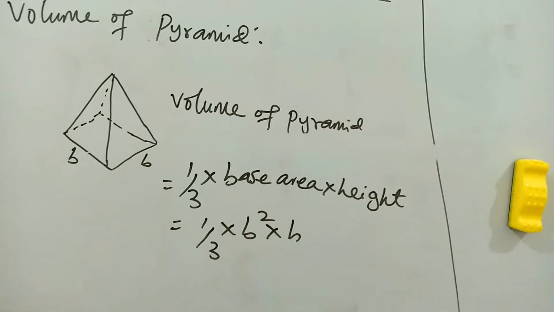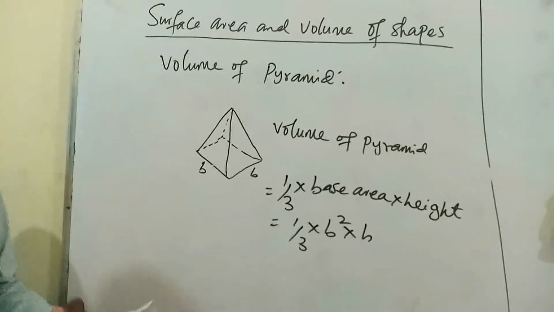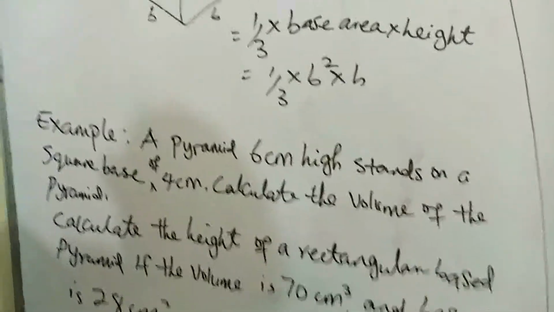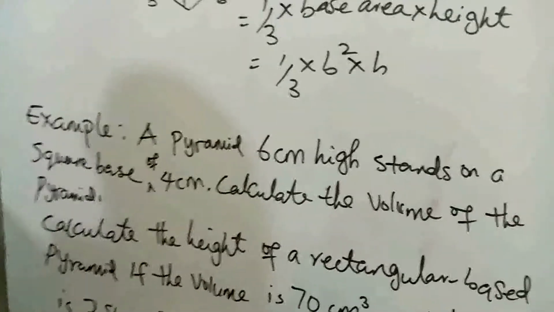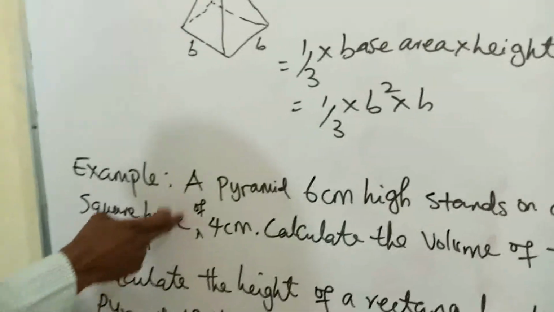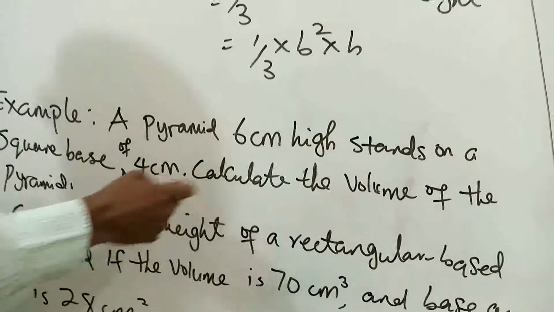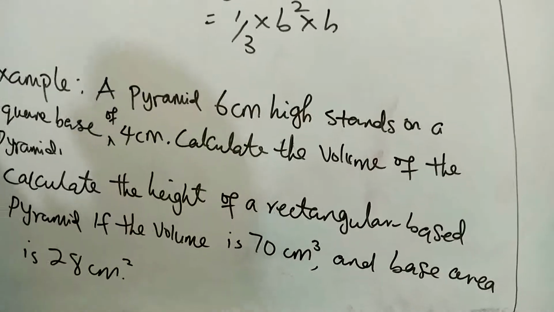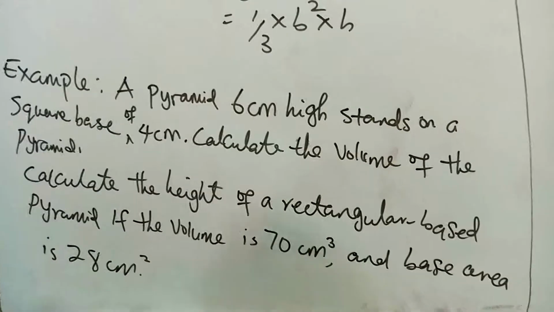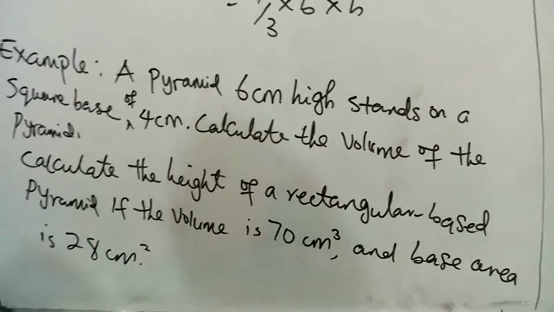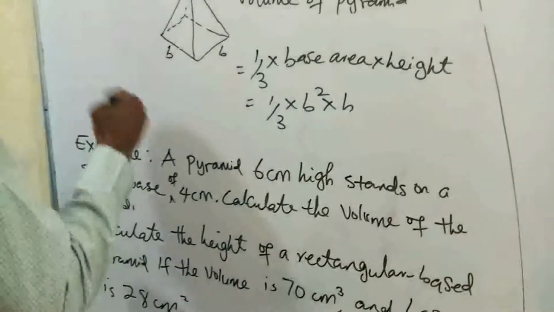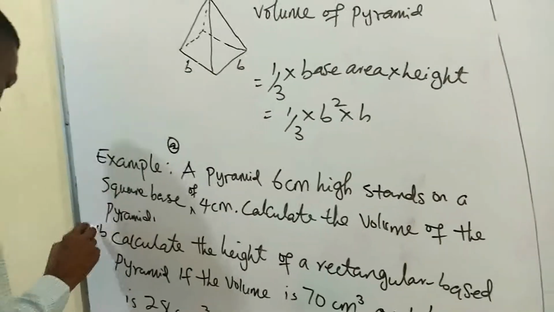We'll be solving some examples and applying the formula we have on the board. Okay, let's look at these examples. A pyramid 6 cm high stands on a square base of 4 cm. Calculate the volume of the pyramid. The second one, calculate the height of a rectangular base pyramid if the volume is 70 cm cubed and the base area is 28 cm squared. Call this A and B.